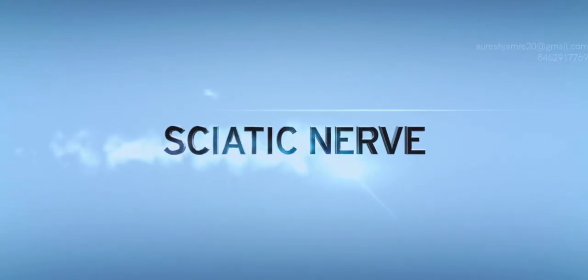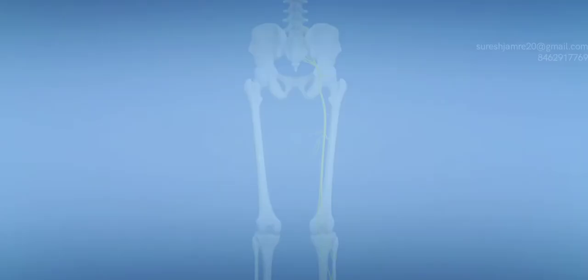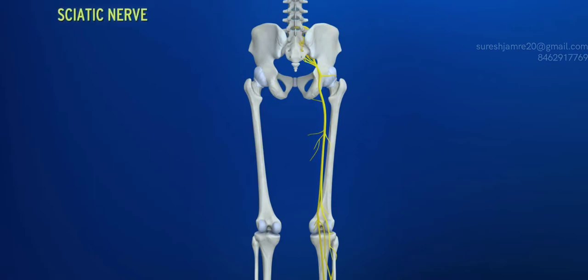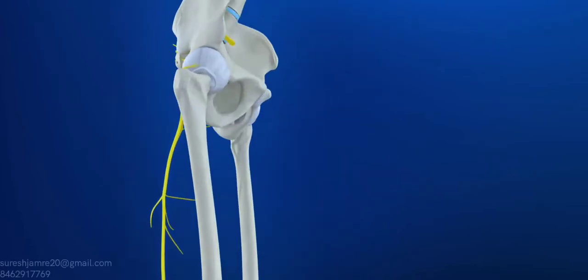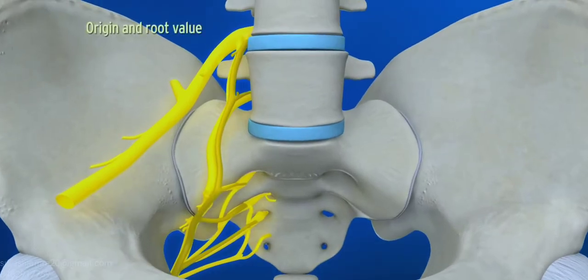Sciatic nerve. The sciatic nerve is the thickest nerve in the body. It is about 2 centimeters wide at the beginning. Origin and root value: this is the largest branch of the sacral plexus. Its root value is L4, L5, S1, S2, S3.